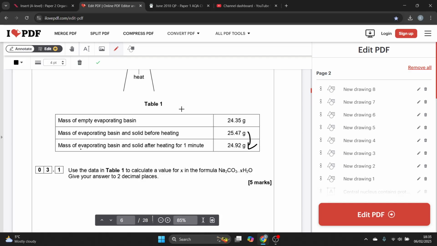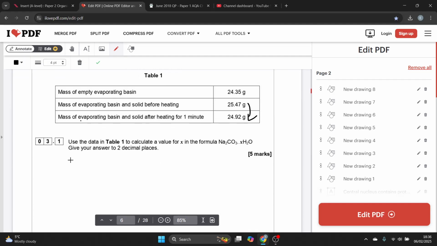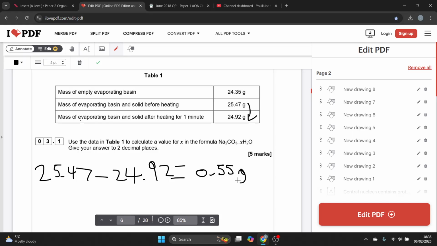So let's try it out. 25.47 minus 24.92, that'll give me 0.55. Sorry, I'm asking for the mass of water then, because to remove water, yeah, that will give me the mass of water. So 25.47 minus 24.92 equals 0.55 grams, and that's of H2O, just so I know.